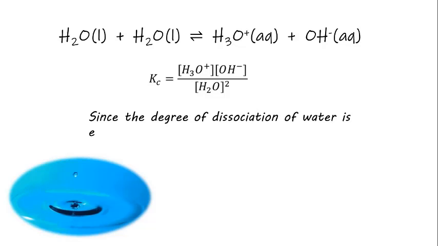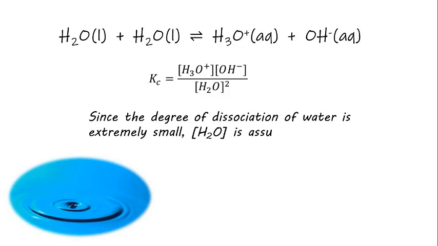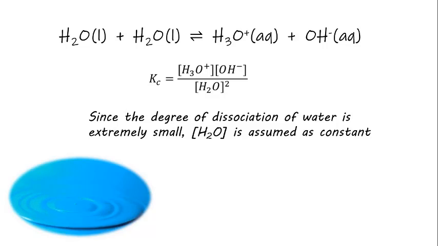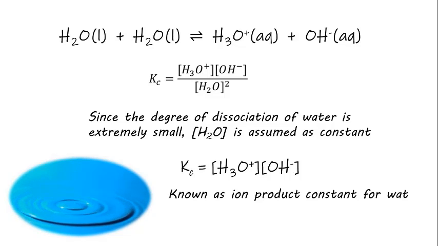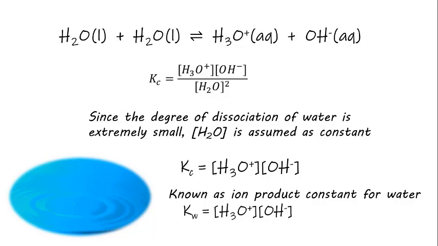Since the degree of dissociation of water is extremely small, the concentration of water is assumed as a constant. We write the equation Kc equals concentration of hydronium ion times concentration of hydroxide ion. Because this expression refers specifically to auto-ionization of water, Kc has changed to Kw and is known as the ion product constant for water. Kw equals concentration of hydronium ion times concentration of hydroxide ion.